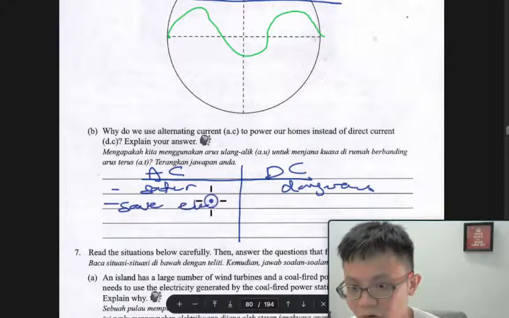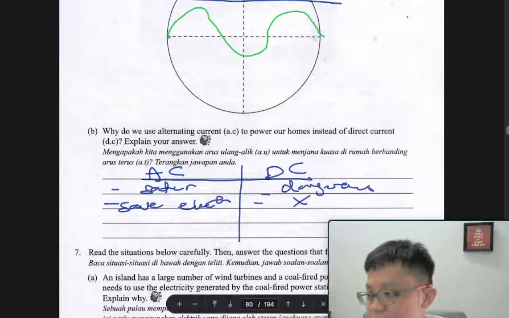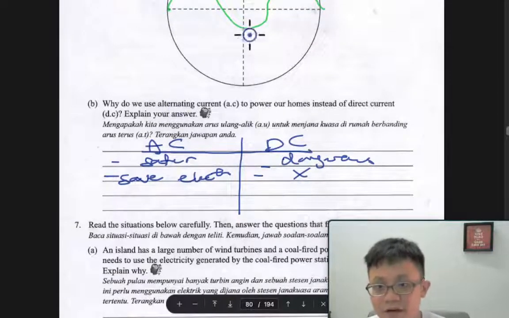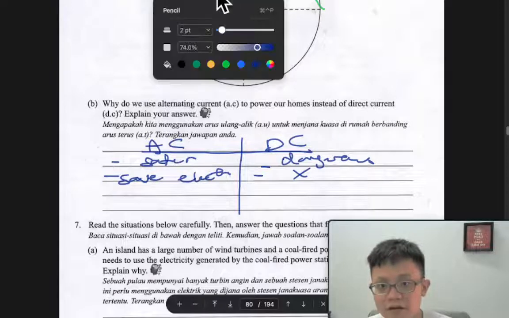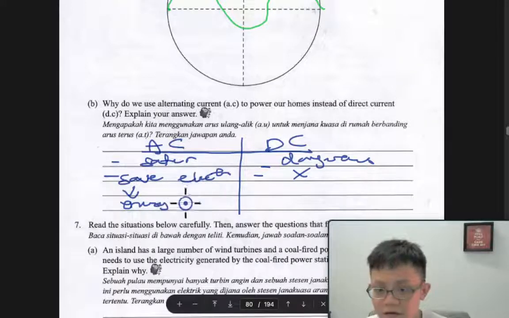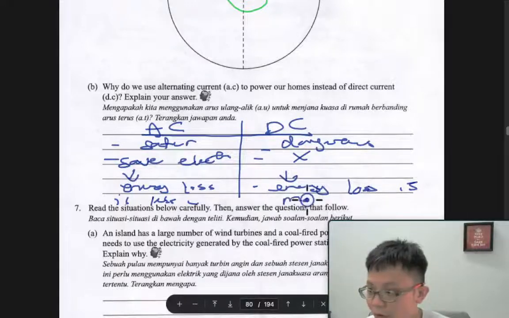This one uses more electric. It will waste more electric because you need to explain. Because wait, let me say this. There is an energy loss. Energy loss is lesser compared to here. Energy loss is more. Energy loss while transmitting is more.